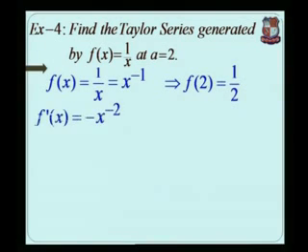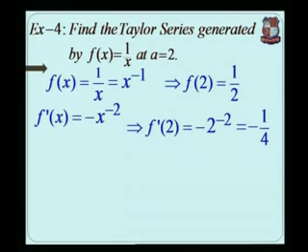Now we find the derivative of this. The power of x is minus 1, so the derivative is minus 1 times x raised to minus 1 minus 1, so now it is minus x raised to minus 2. Again we find the value at the point 2, so x is replaced by 2: minus 2 raised to minus 2, that is minus 1 by 4. We find the double derivative of that, so minus times minus 2 gives plus 2 x raised to minus 3.